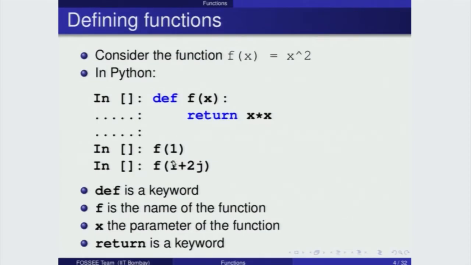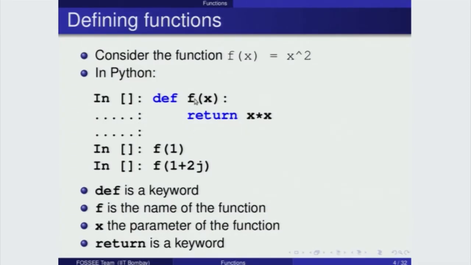What you will notice is if you do f of 1, you get the result 1, but if you do f of 1 plus 2j, you get minus 3 plus 4j, which is the square of 1 plus 2j, right? So this function is very easy to define. So let us look at the details. This word def is called a keyword in Python, and this says that whatever follows is now starting to define a function.